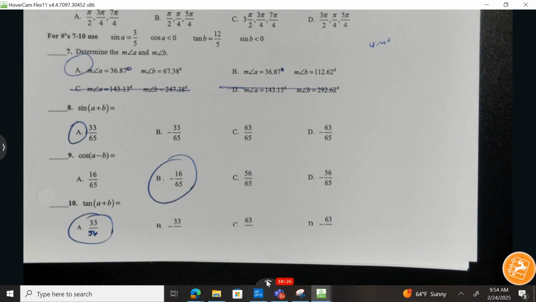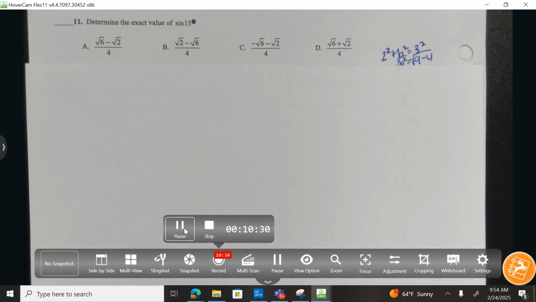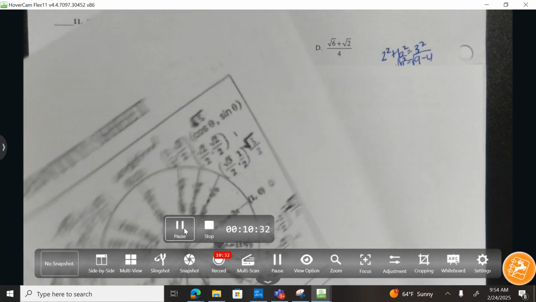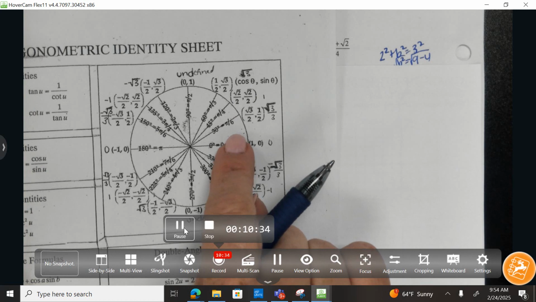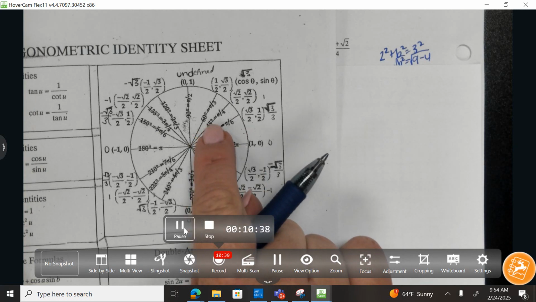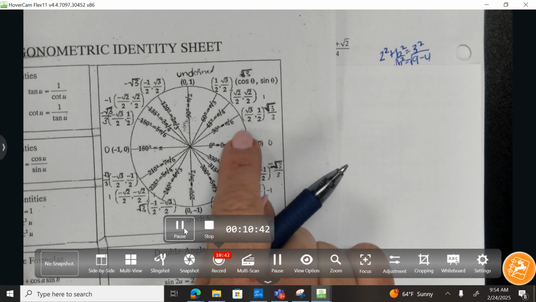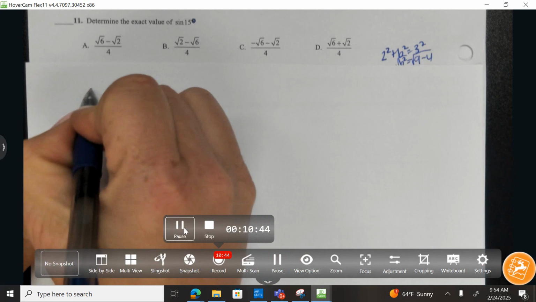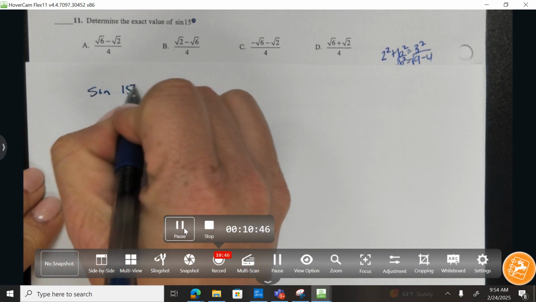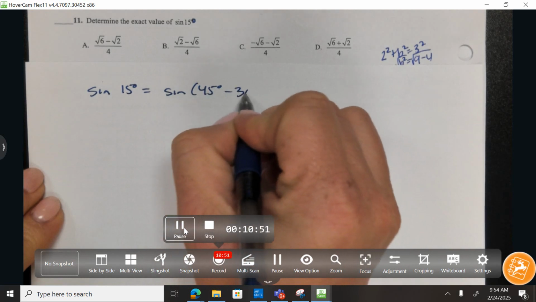Let's look at number 11. We're asked to find the exact value of the sine of 15. Well, when you look here, sine of 15, although it lands right in between, we don't know exactly what that is, but I know that if I take 45 minus 30, which I do know these values, I'll end up with a 15. So I'm going to rewrite this as the sine of 15 degrees is equal to the sine of 45 minus 30.